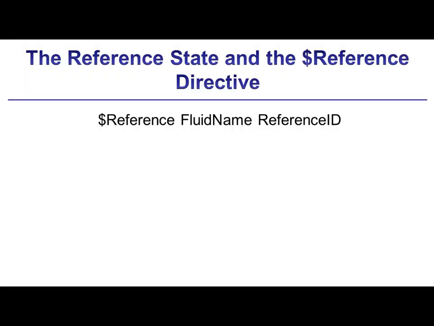The $Reference directive allows the reference state to be changed from its default setting to any of those discussed above, IIR, ASH, or NBP. And the format of this directive is shown here. Fluid name refers to the name of a real fluid or a string variable, so for example maybe our $ sign that has been assigned to the name of the real fluid. And then reference ID must be either IIR, ASH, or NBP. Or you can use DFT, which indicates that you want to use the default reference state.